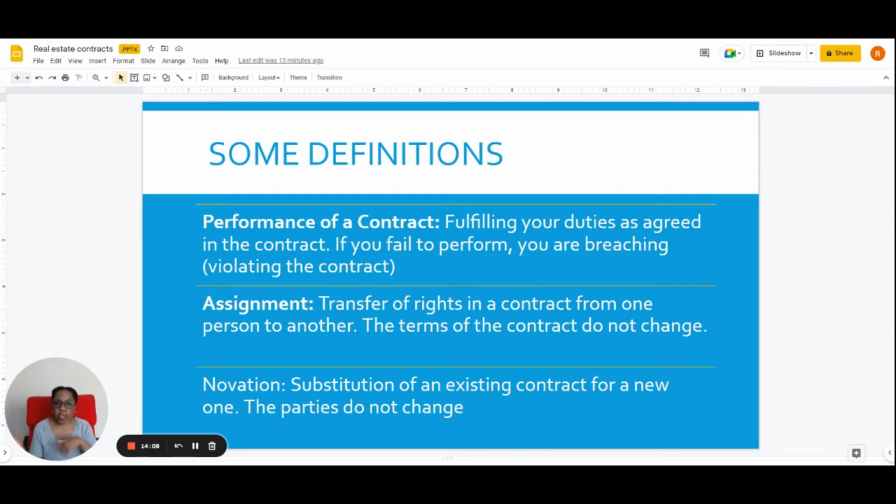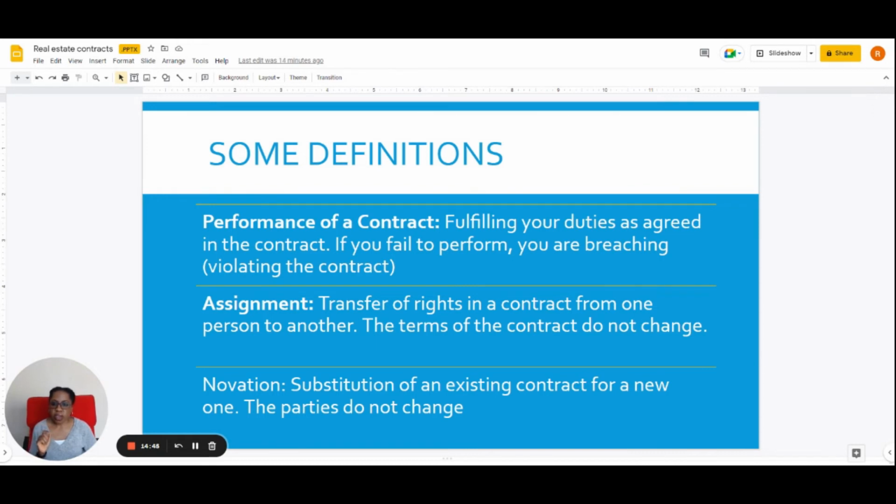A few other terms, and then we'll get into the questions. Performance of a contract. When you're performing, that means you're doing what you said you were going to do. So you're fulfilling the promises that you made in the contract. For example, I'm going to buy your house, but I need to get a loan. So after you agree to the contract, I'm trying to get that loan approved so that I can get the money to buy your house. So that's where I am performing on the contract. If I don't do that, that means I am violating the contract or I am breaching the contract.